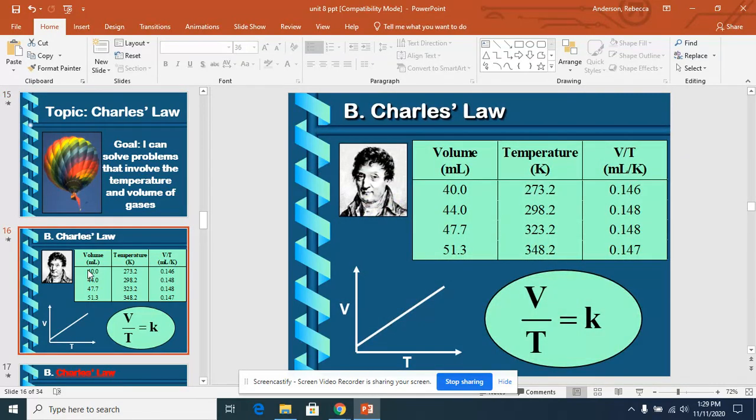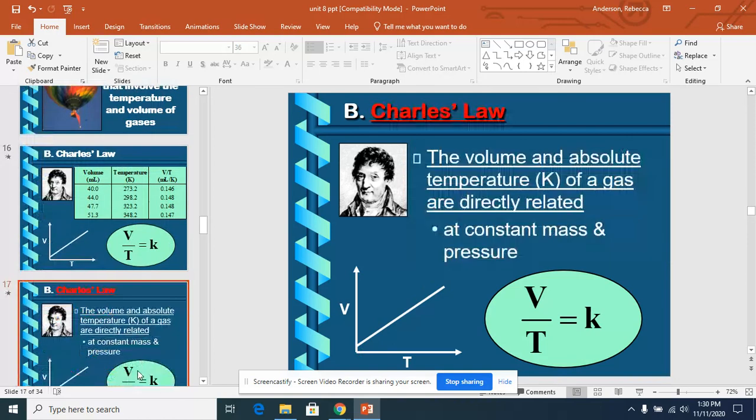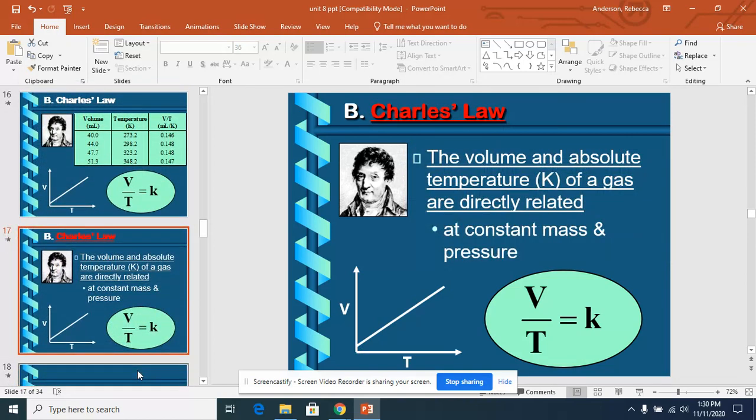So here we have a chart. The two variables we're talking about are volume and temperature. So here our volume is going up. It's going up 40, 44, 47, 51. What's happening to our temperature? And you notice our temperature is in Kelvin, which it needs to be. And you notice it's going up as well. And just like this chart, as volume goes up, temperature goes up, which gives us our definition for Charles' law.